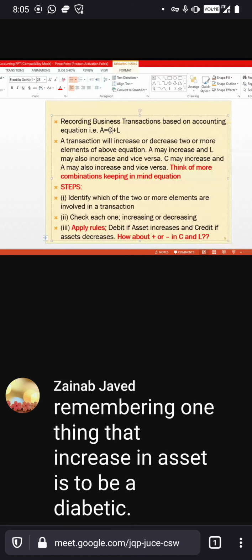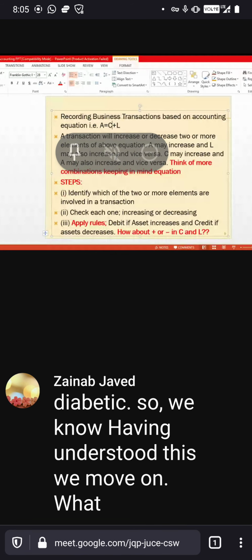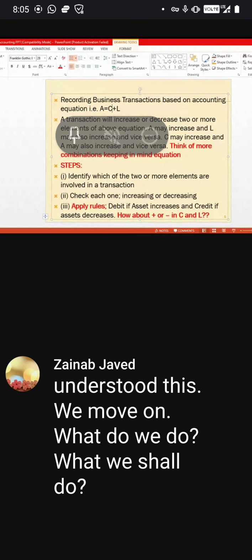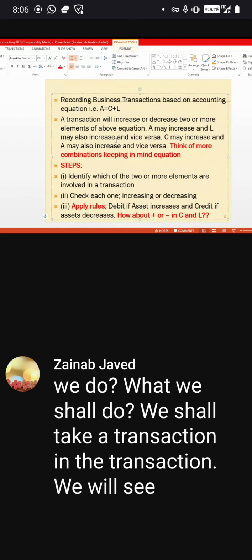So having understood this, we move on. What shall we do? We shall take a transaction. In the transaction, we will see what are the elements which are increasing.